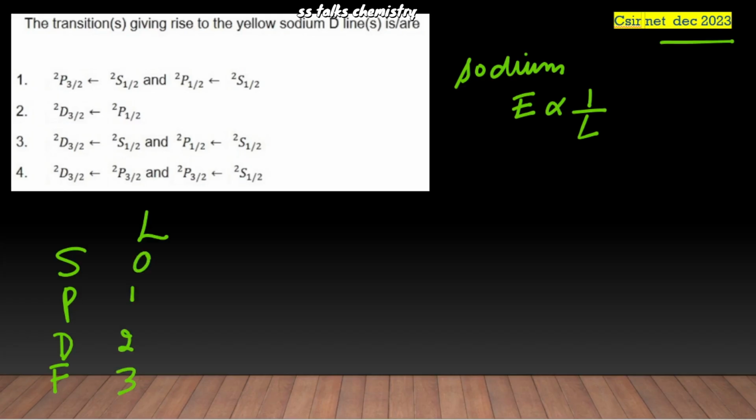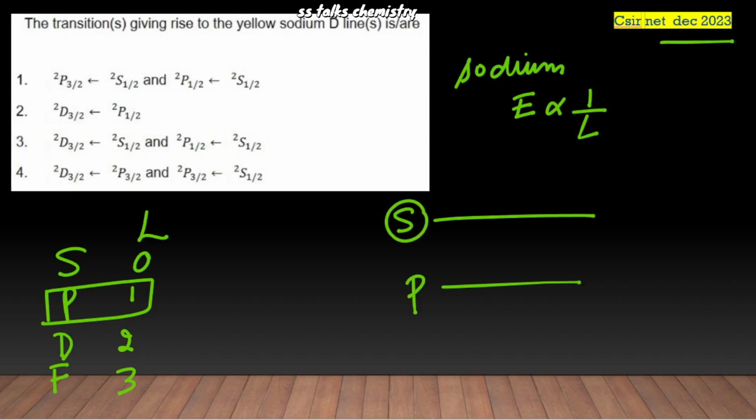For the sodium lines, we have the energy levels S and P. Now the L value for P is more, so that means it is going to be of lower energy. So here we have the P term and here you have the S term. These terms are the 2P and the 2S. These are the levels.